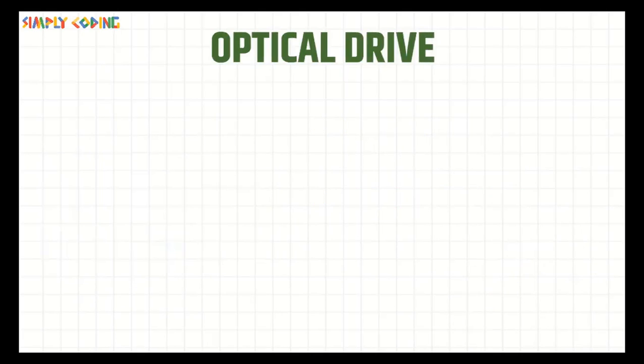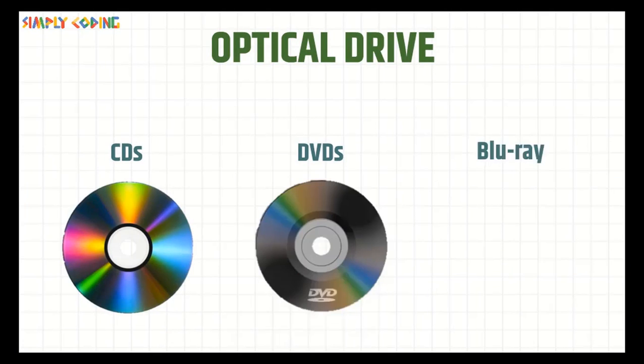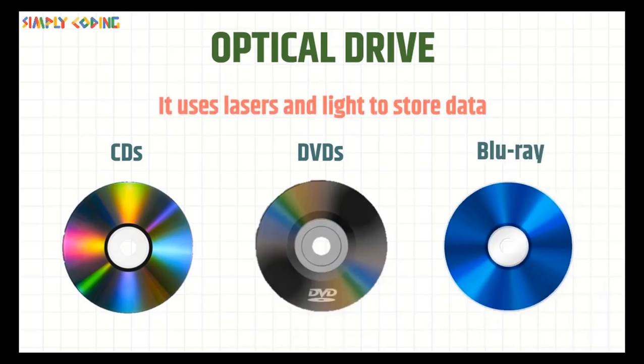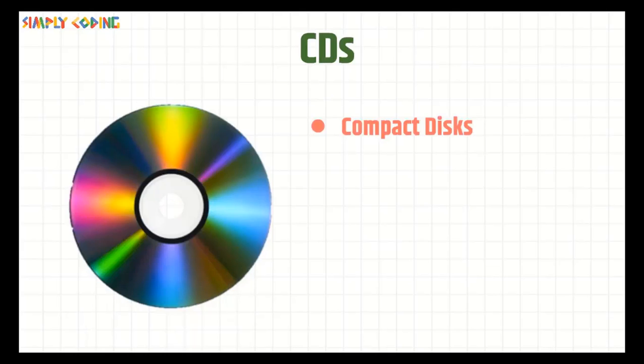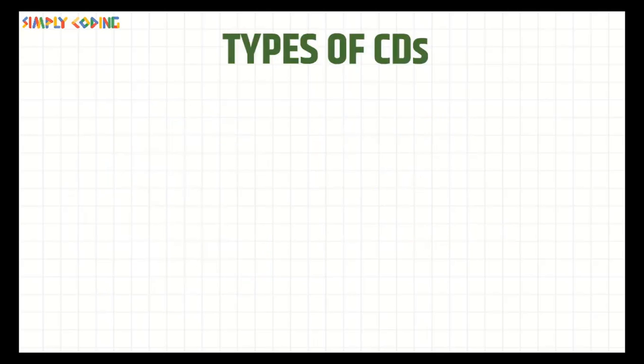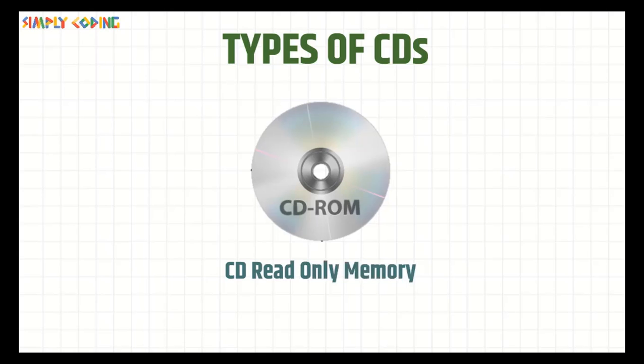Next are optical storage devices, which includes CDs, DVDs and Blu-ray discs. It uses laser and light to store data. CD stands for compact disc. They are portable and can store up to 700 MB of data. They come in three types. First is CD-ROM or CD read-only memory, from where you can only read data.